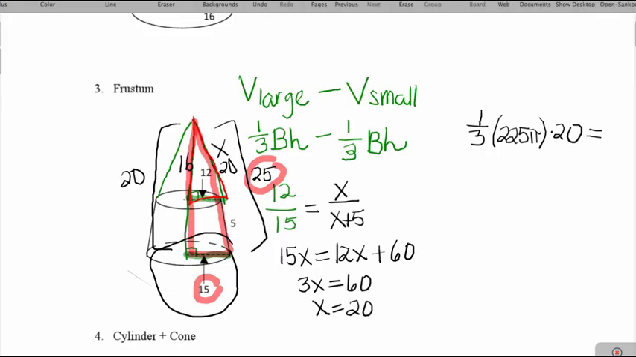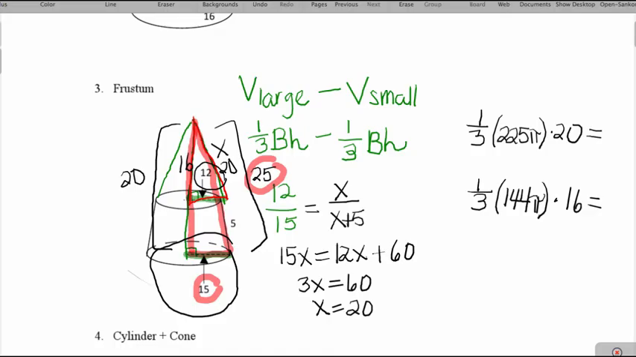Then to find the volume of the small cone, I'm going to use that same formula, except the area of the base, now I'm going to be using 12 as the radius. So 12 squared gives me 144 pi as the area of the smaller cone's base, times the height of the smaller cone, which we just found to be equal to 16.